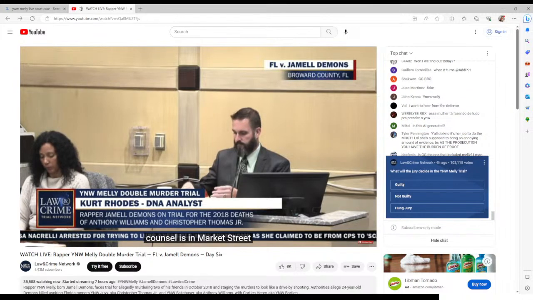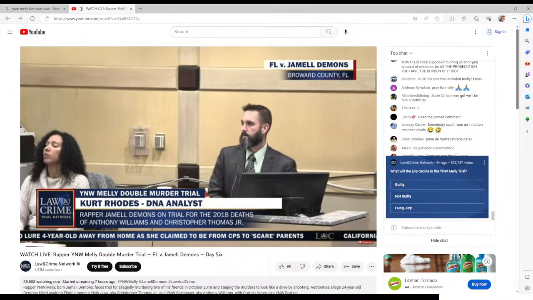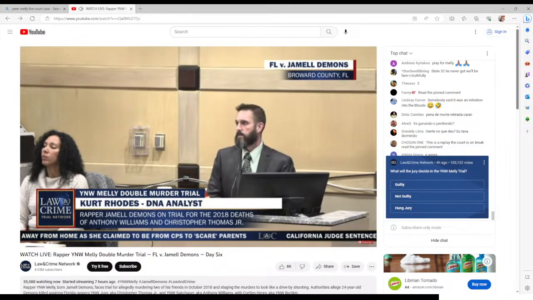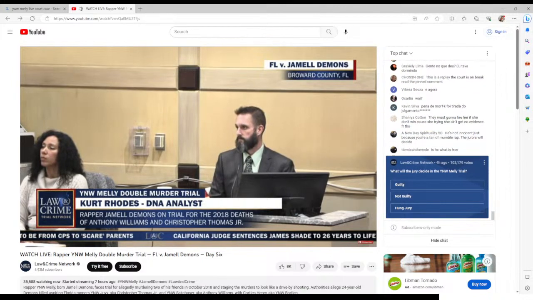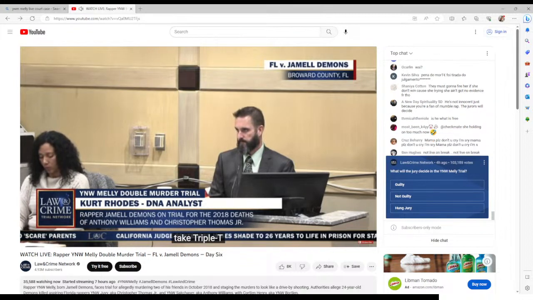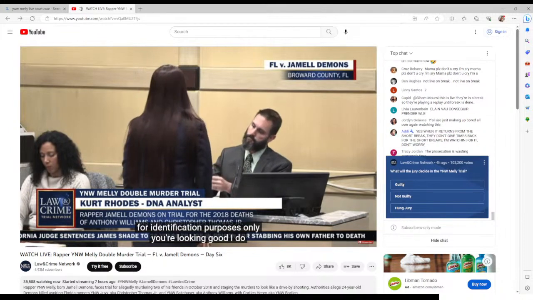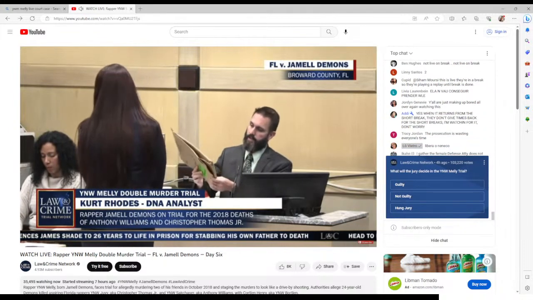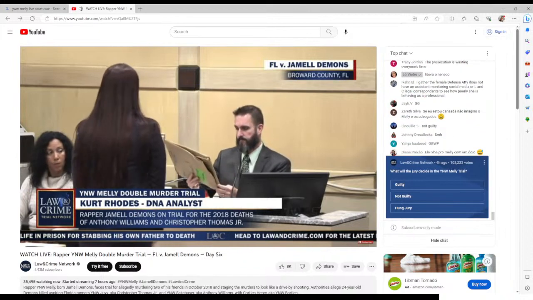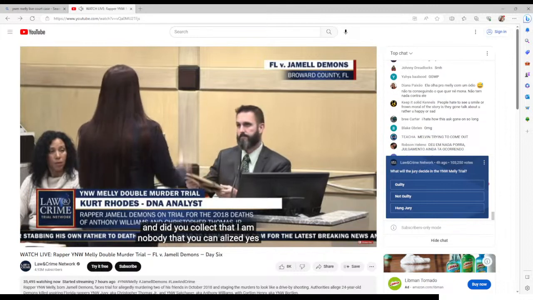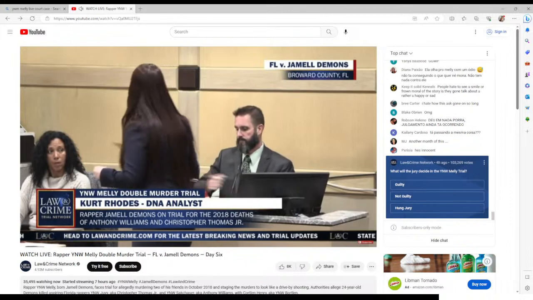So showing defense counsel, it's been marked as State triple T. Showing you what's been marked as State triple T for identification purposes only. Do you recognize that item? I do. It again has my information marked on the outside. And did you collect that item? No, I did not collect it. Is that an item that you analyzed? Yes. Okay, and we'll come back to that. Thank you so much.